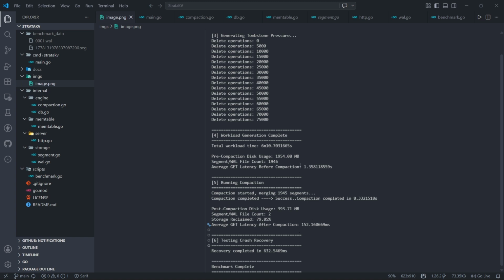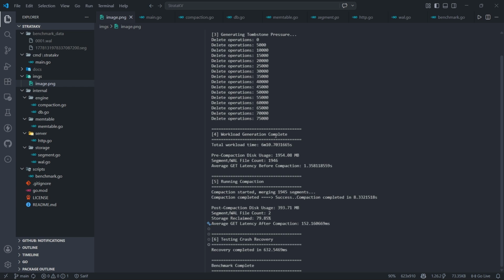One important thing I learned was that compaction alone doesn't automatically guarantee fast reads. Since the engine still performs linear scans without Bloom filters or sparse indexing, larger merged segments can still become expensive to traverse. That led me to study how production systems like RocksDB and LevelDB reduce read amplification using indexing structures and Bloom filters. As I said, this project currently lacks Bloom filters or sparse indexing, so that's why the get latency is still very slow.